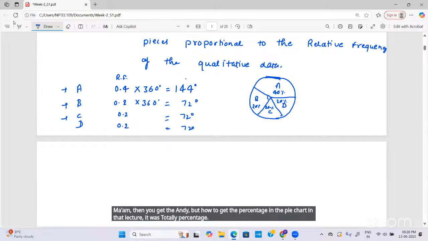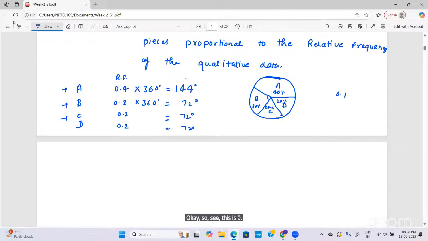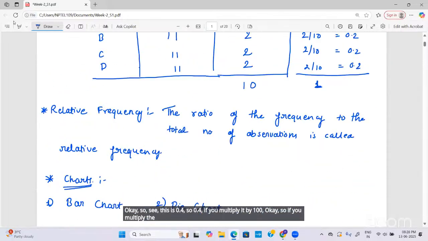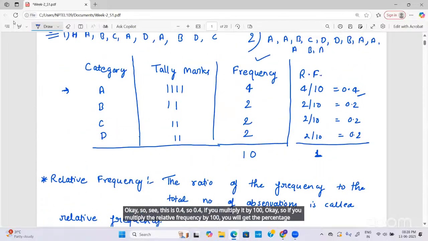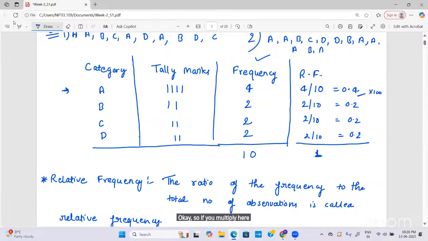Okay, so see, this is 0.4. If you multiply the relative frequency by 100, you will get the percentage. So if you multiply here by 100, it will be 40%, right? And this will be 20%. Ma'am, how will we get the relative frequency from the percentage? Relative frequency from percentage, you can divide by 100. You just have to do the opposite.